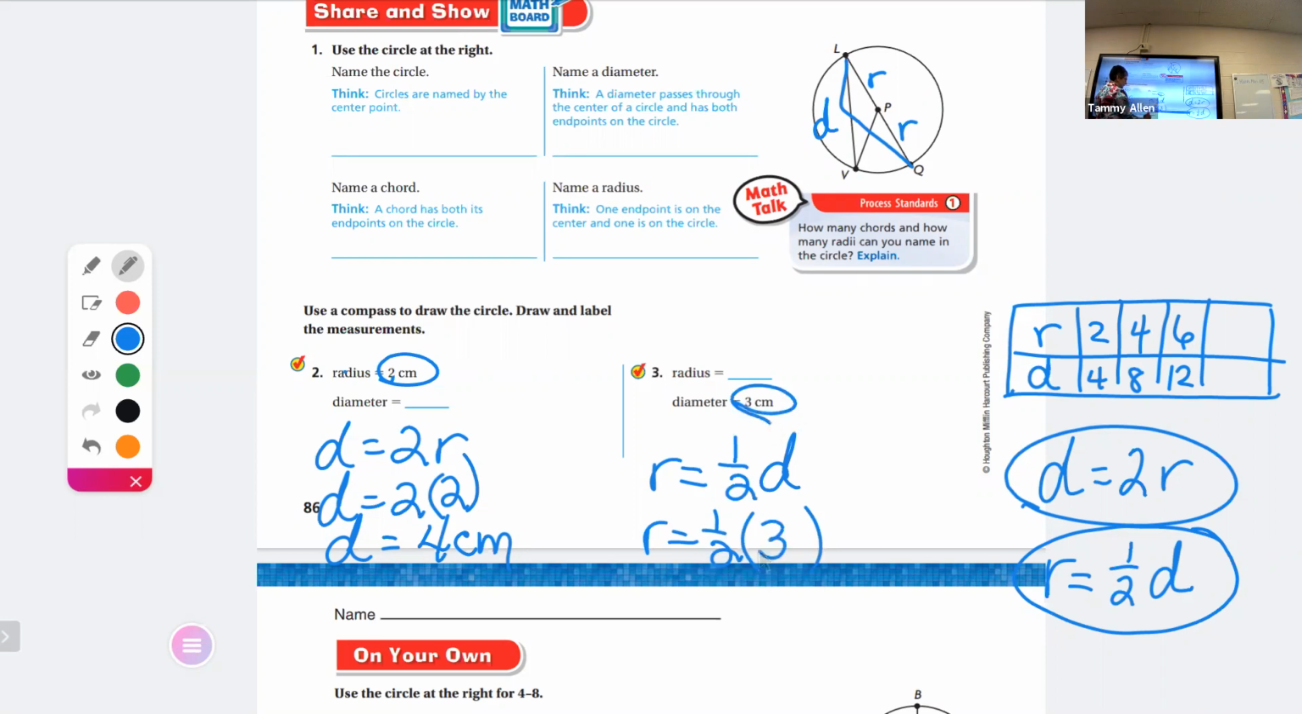3. So now we need to take 3 divided by 2. What is 3 divided by 2? 1.5. It could be 1.5, or 1 and 5/10, either one, right? Okay. Does that make sense?